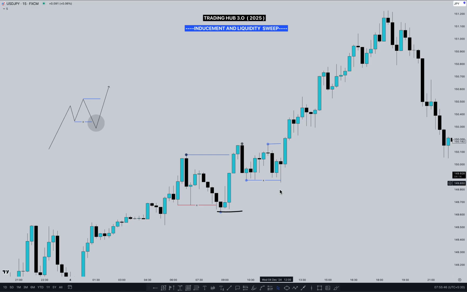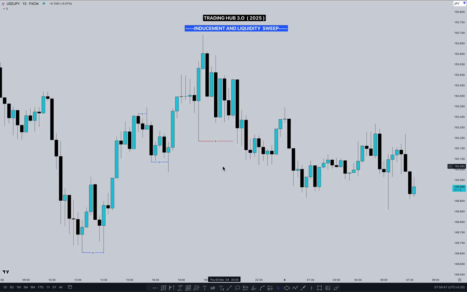So this one is a liquidity sweep here, and the first one was our inducement, and the second one is our liquidity sweep. In this case, after taking out the inducement and taking out the liquidity, we are planning for the buy and sell. Let me show you a few more examples. These are a few more examples of the liquidity sweep.